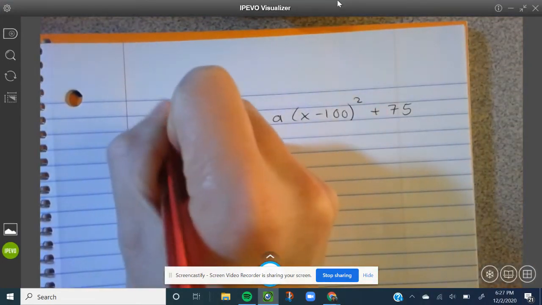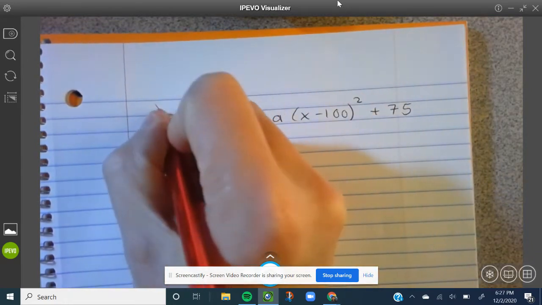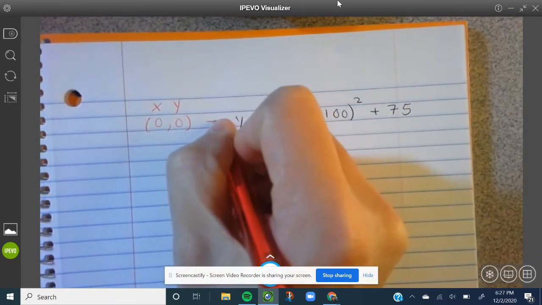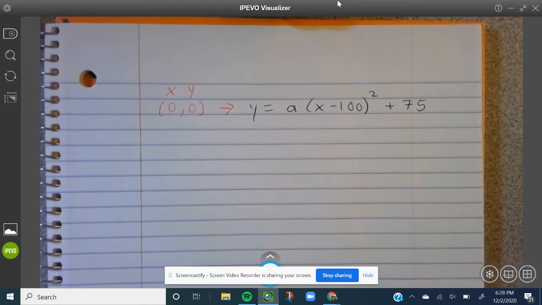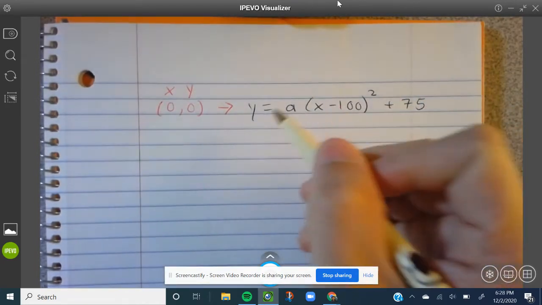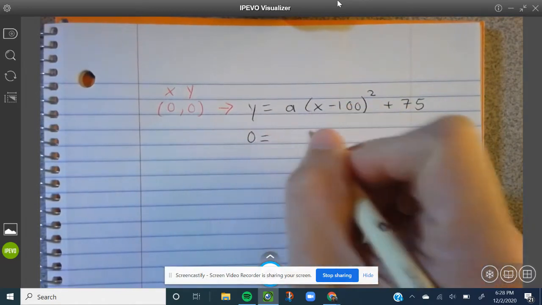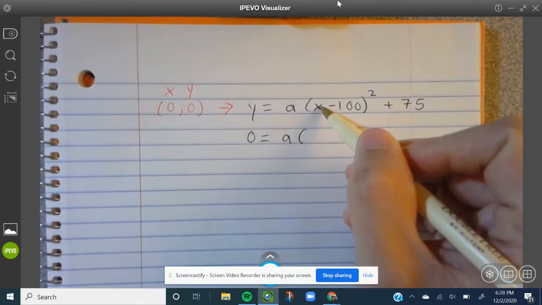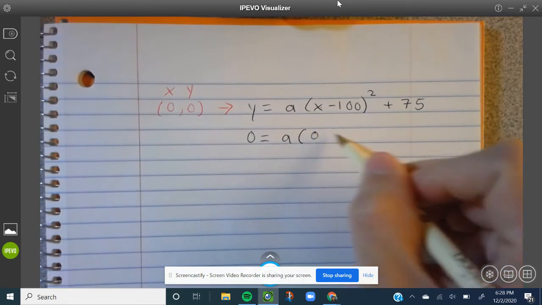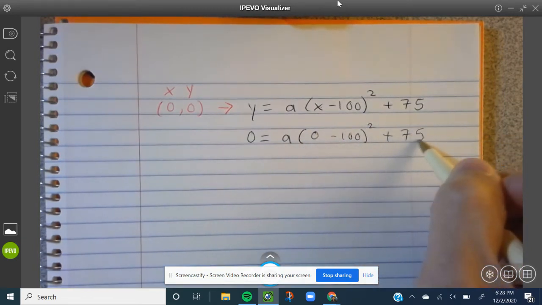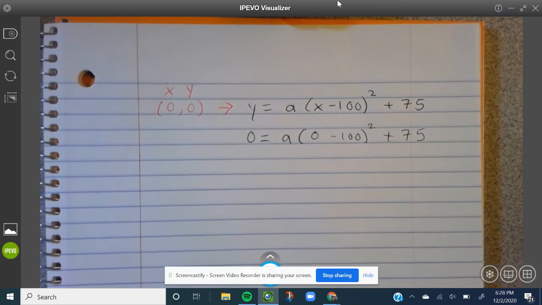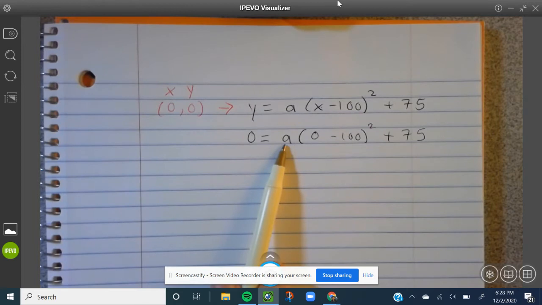Okay, so here's my point, 0, 0. I have my x and my y. I'm going to plug that in for x and for y. So here's what that's going to look like. My y is 0, and my x is 0. There we go. And from here, we only have one variable to solve for, which is A.